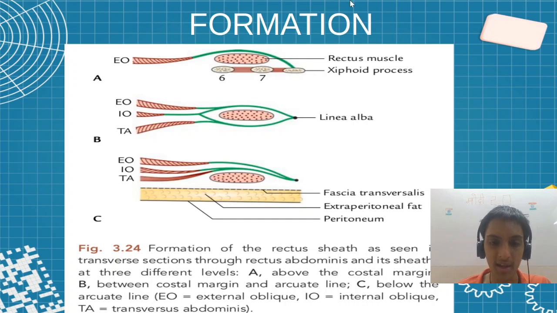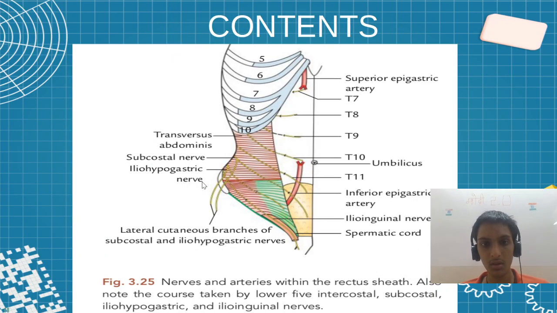So this will happen above the costal margin, also between the costal margin and the arcuate line. And here it will be below the arcuate line. You are also finding that there will be the fascia transversalis with the peritoneum surrounded by the fat. Now the contents of the rectus sheath.